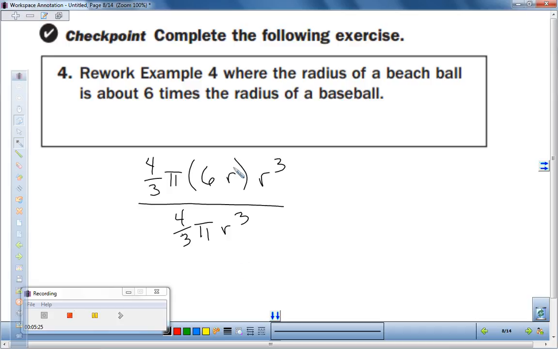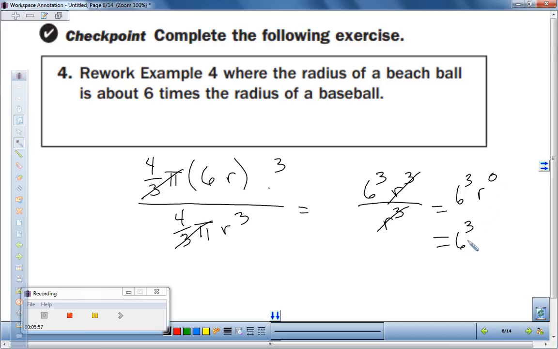Now, this is our radius that we're cubing. We don't know dimensions, so that's why we're leaving R and no dimensions. So we're going to cube this, and let's go ahead and cancel these out. Those cancel out. And then we end up with 6 to the third, R to the third, over R to the third. So these will cancel out, and we're left with 6 to the third, R to the 0, which is 1. So we end up with 6 cubed. Now 6 cubed is going to be 216. So it's basically 216 times as great.